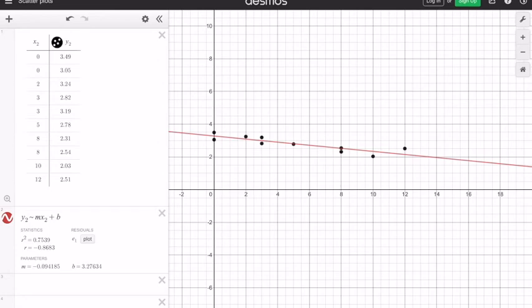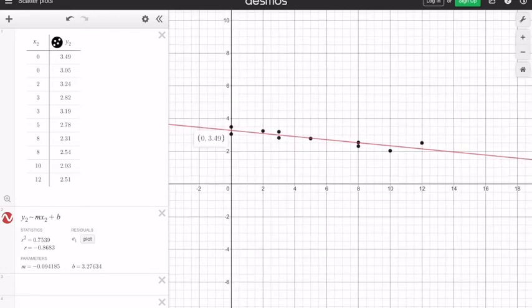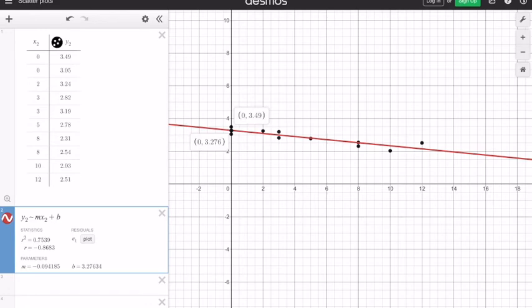So here's our data, and this is the line that would be closest to all of our points. Our R is -0.86. This makes sense that we have negative correlation because our graph looks like it's going downhill. And then our slope is -0.09. So we've got a really, really weak slope, and that's cool, but we've got a really strong correlation. And my y-intercept is 3.276. Okay, so here's my beautiful line.